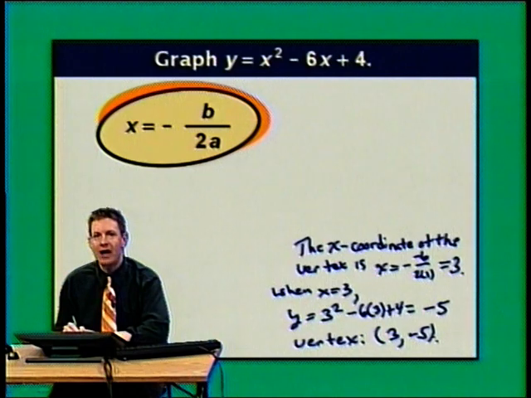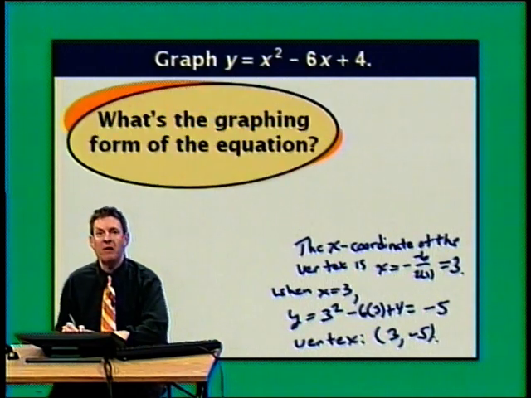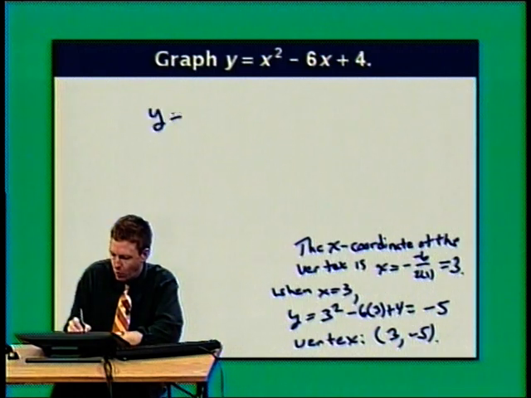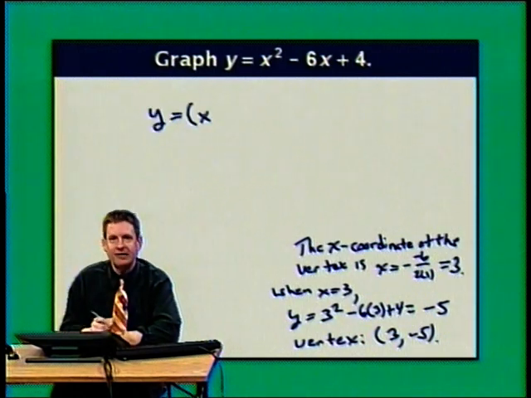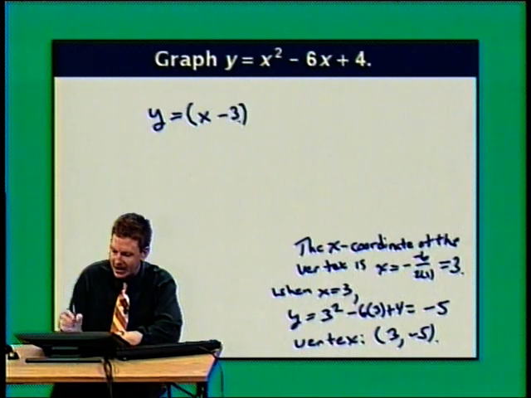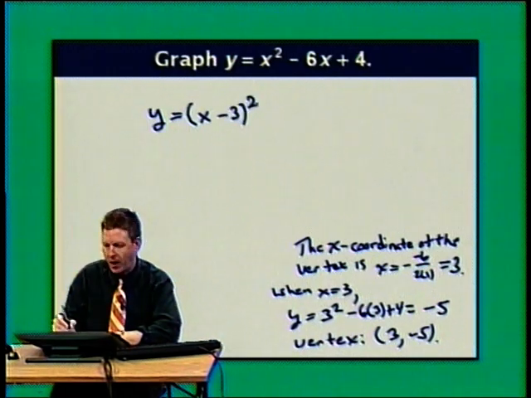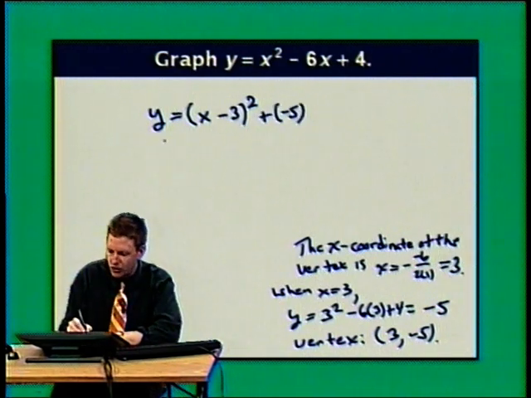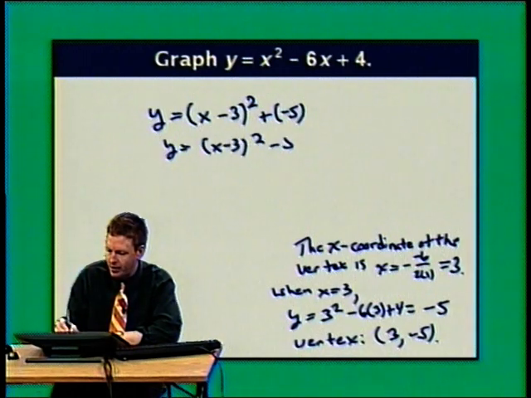Now what I'm going to do with that vertex is I'm going to go ahead and rewrite my equation in graphing form. And the reason I'm going to do that is because it's really easy to calculate additional points when the equation is written in graphing form. So the graphing form of this equation is going to be y equals x minus the x-coordinate of the vertex, so that's x minus 3 quantity squared plus the y-coordinate of the vertex, which is -5. So this simplifies into y equals x minus 3 quantity squared minus 5.